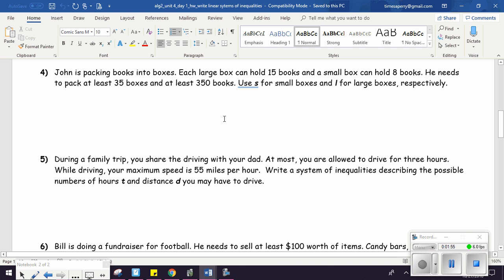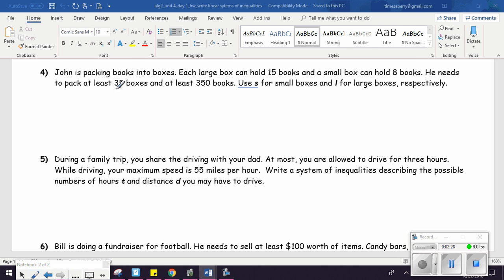Number 4, John is packing books into boxes. So I rewrote this question from the original printout, so make sure you correct it. I changed the second sentence. It says each large box can hold 15 books and a small box can hold 8 books. He needs to pack at least 35 boxes and at least 350 books. Use S for small boxes and L for large boxes, respectively.